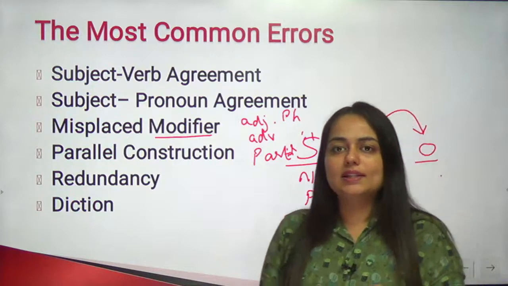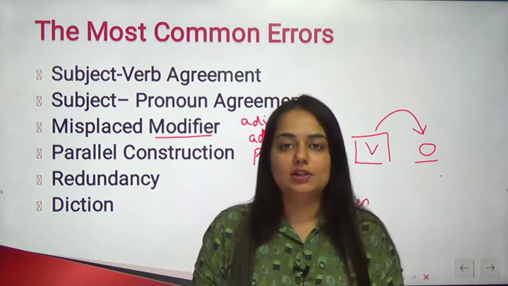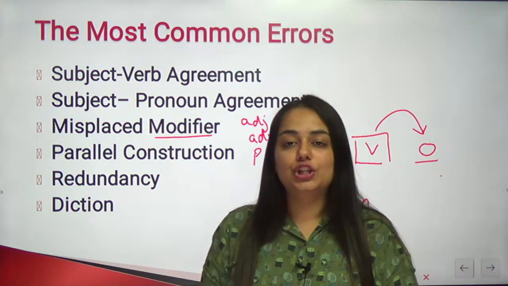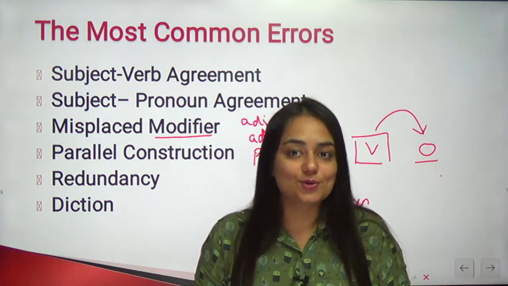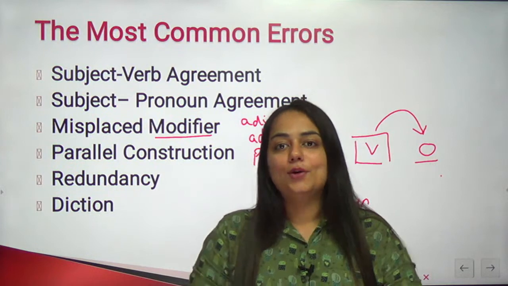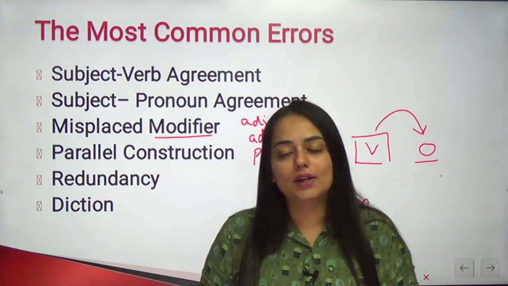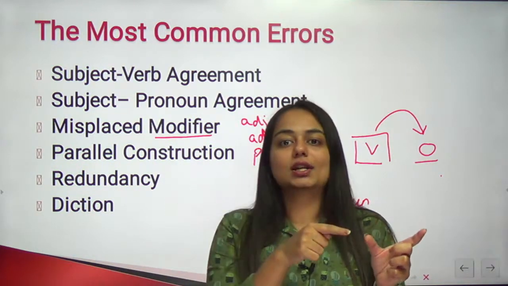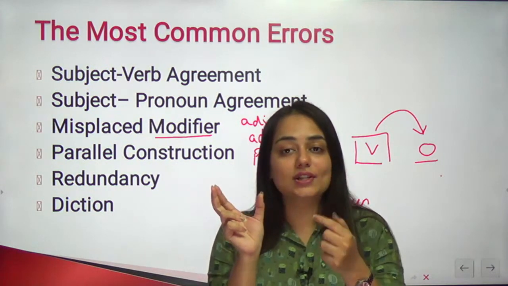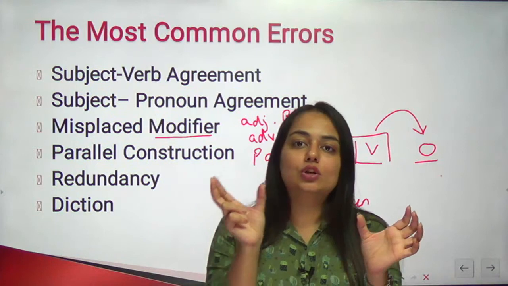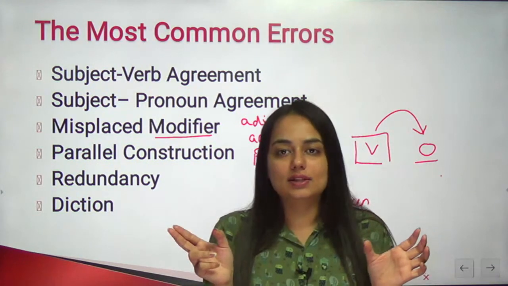Now let me give you an example of how modifiers can be misplaced. What if I say, Sheena sees India Gate jogging every morning? How does that sound? Funny, right? How can India Gate be jogging every morning? So who is jogging every morning? Sheena. So this whole phrase, jogging every morning, which is an adjective phrase, should be placed close to Sheena so that the sentence is correct.